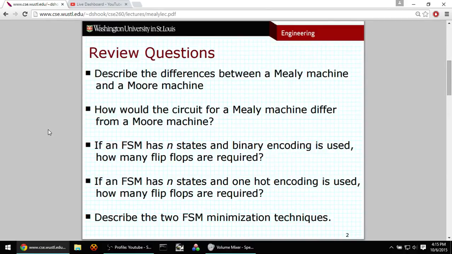So, if I give you a finite state machine that has n states, and I say I want you to use binary encoding for those states, how many flip-flops am I going to need to pull that off?